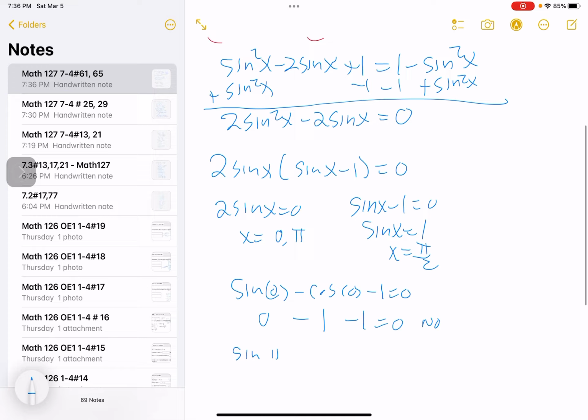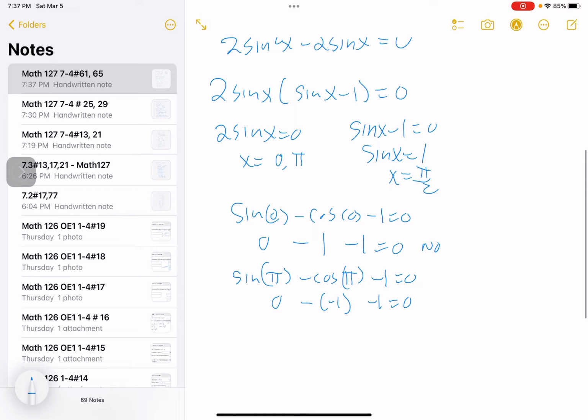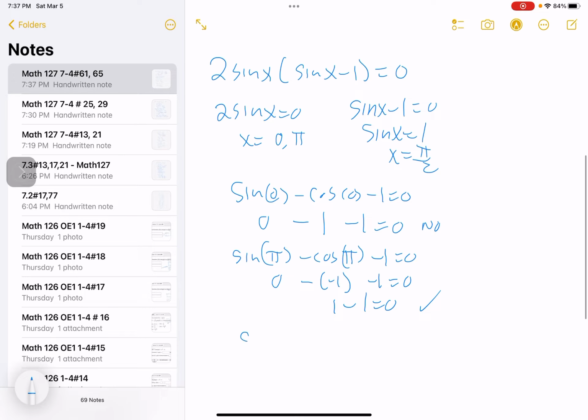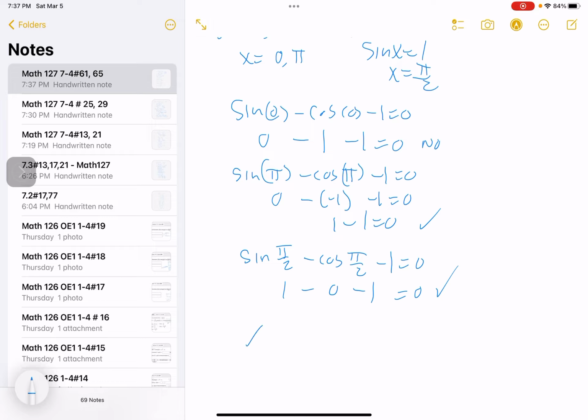Sine of pi minus cosine of pi minus 1, is that 0? So that's 0 minus a negative 1, because cosine of pi is negative 1. Minus 1 equals 0. So here it's 1 minus 1 is 0, so that works. So pi works. And then we had pi over 2 as another potential solution. So sine of pi over 2 minus cosine of pi over 2 minus 1, is that 0? So this is 1 minus 0 minus 1. Yep, that works. Okay. So our solutions are x equals pi over 2 and pi.